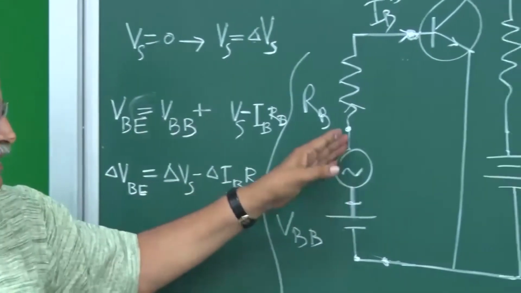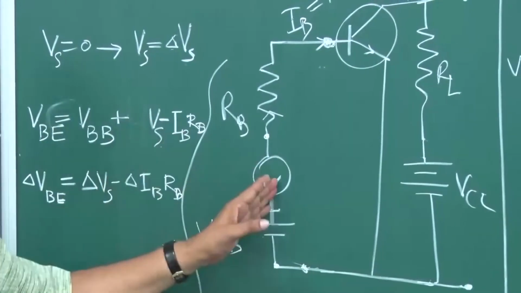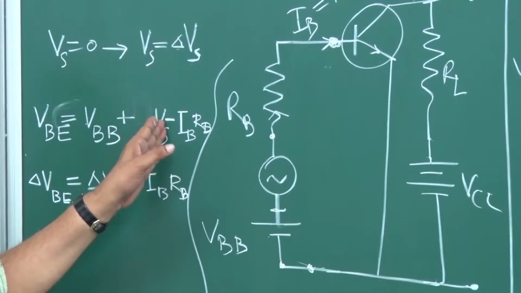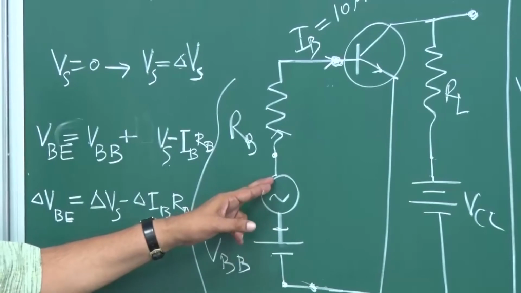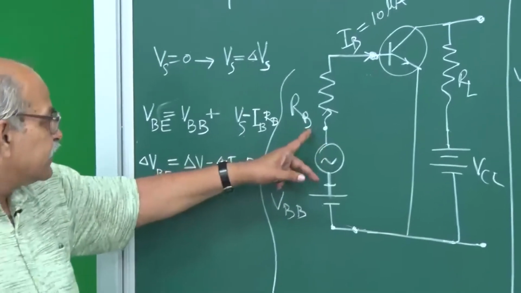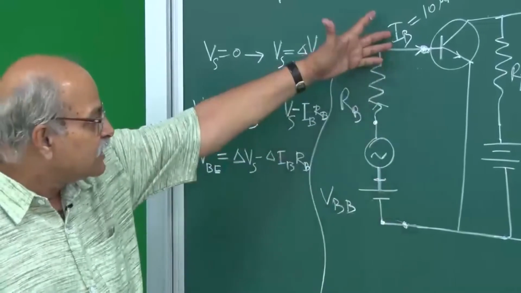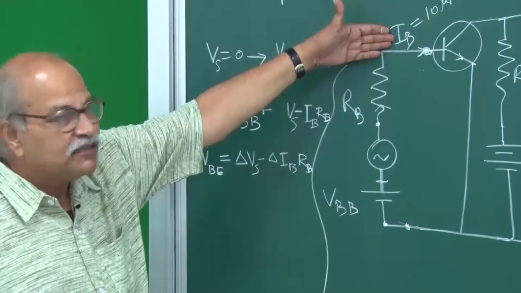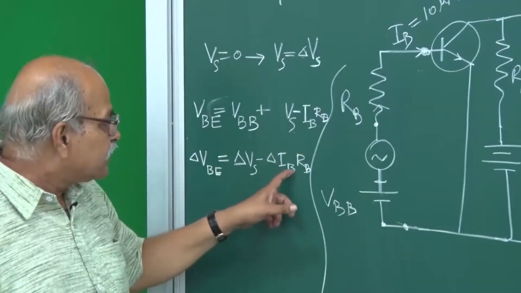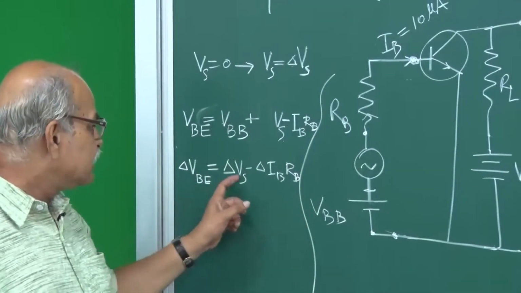So this signal is changing. At a certain time it has some value, let us say Vs, and then after delta t time it has become Vs plus delta Vs. So this signal has changed. Similarly, when the signal is changed, this biasing voltage has changed, and if the biasing voltage has changed, this current will change from 10 microampere to something else. So I am writing here delta IB, RB is fixed, VBB is fixed. So delta VBE is this.